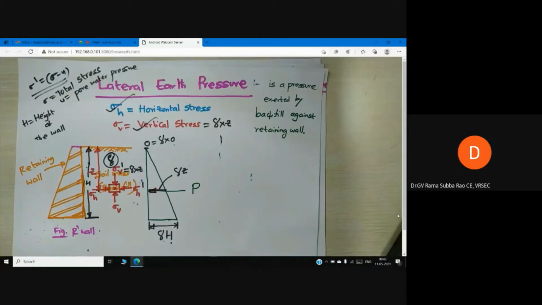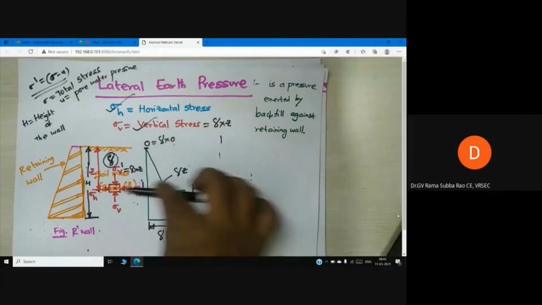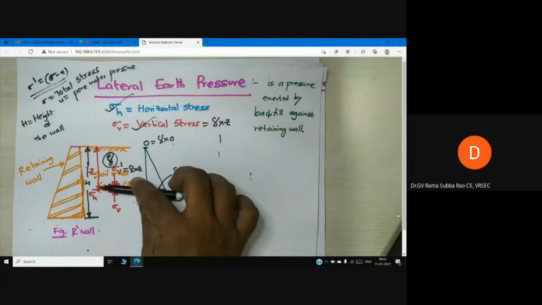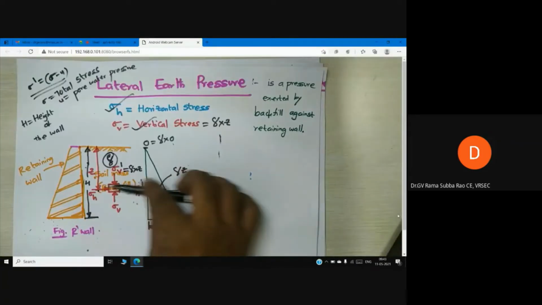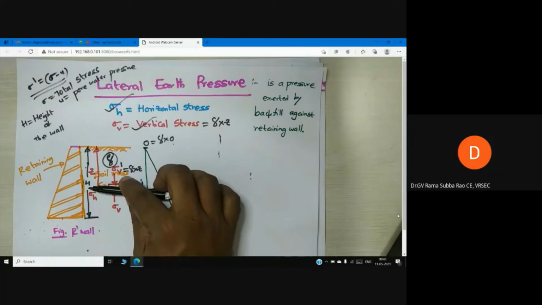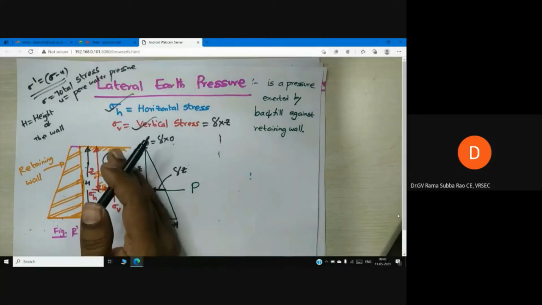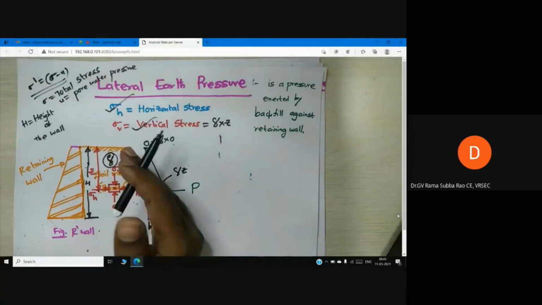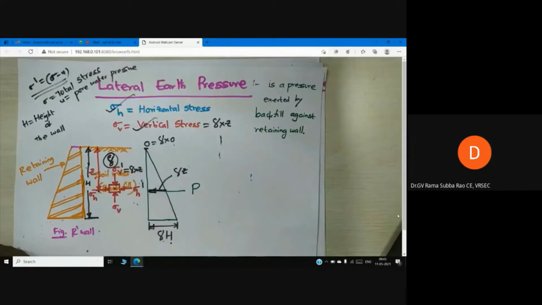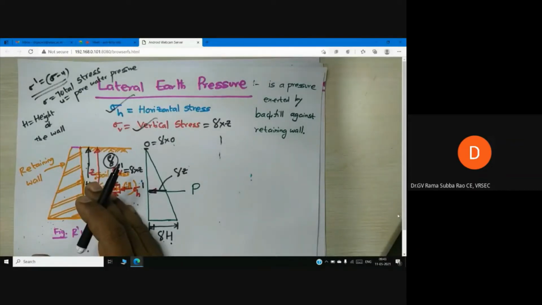So let me tell you, horizontal stress is nothing but lateral earth pressure, because in the horizontal direction we are getting stress from soil. This stress is going to be resisted by constructing this retaining wall. Otherwise, if the retaining wall is not there, this soil will slide like anything. Soil will fall down. We have a retaining wall, and adjacent to the retaining wall we can see backfill, that is nothing but soil mass.